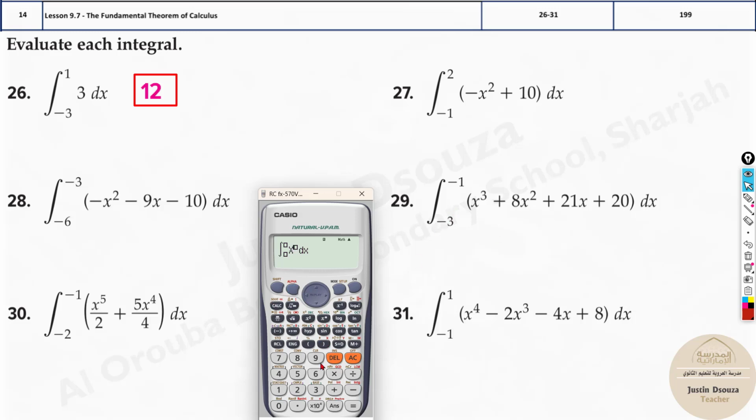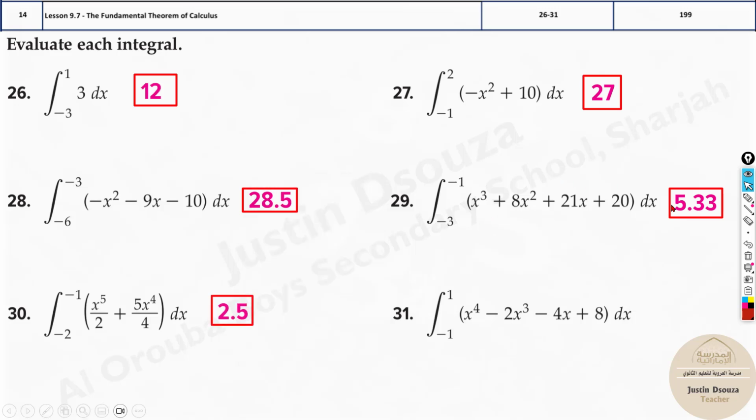Only one variable is there, that is x cubed, x variable, or any other variable, but it will be only a single variable. It is 8x squared plus 21x plus 20. Now start from minus 3 till minus 1, and the answer is 16 by 3, or it is 5.333. If you're wondering what the method is, it's very simple. You need to just integrate this.